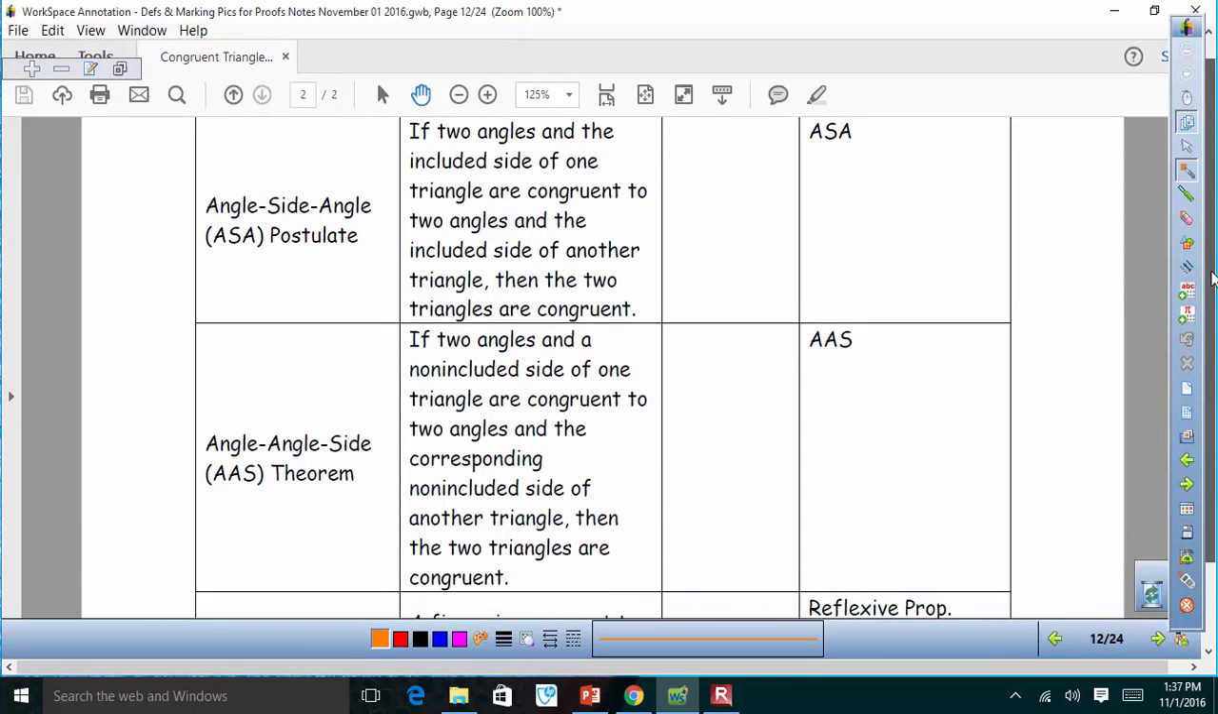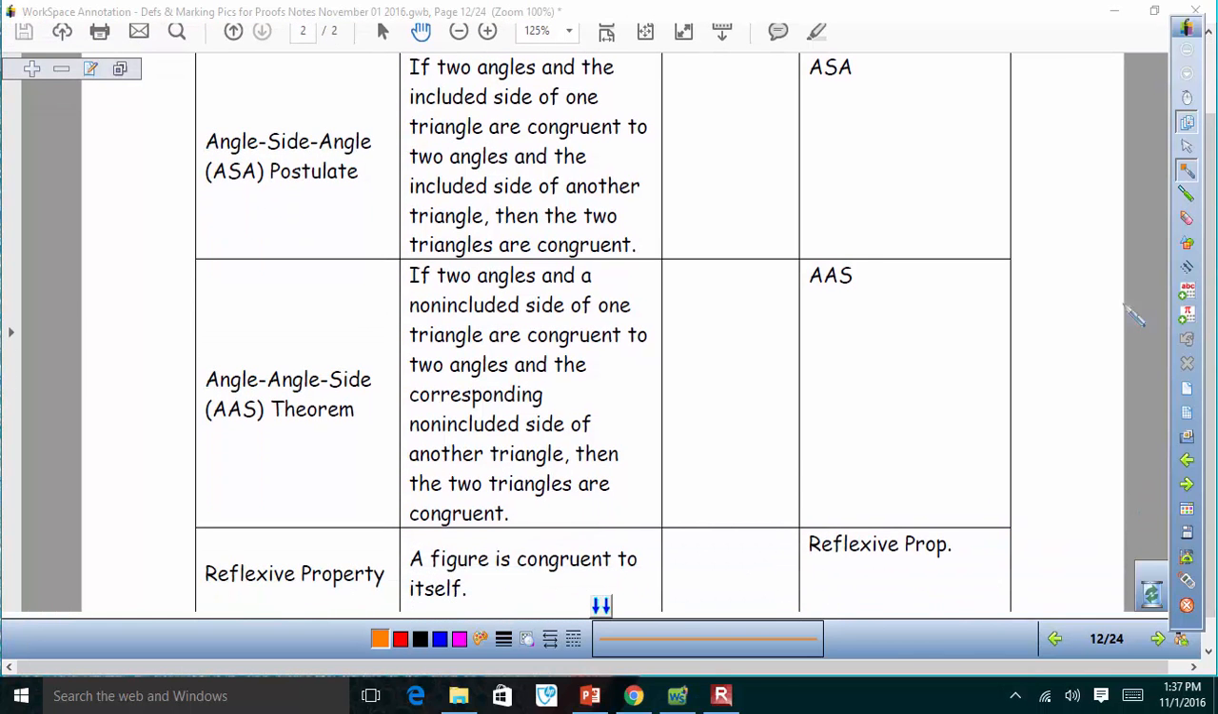Okay, and then angle, angle, side. Yes, ma'am. On which one are you asking about? ASA. What do you mean, can it switch to the other side? Yes, it could be on the other side.